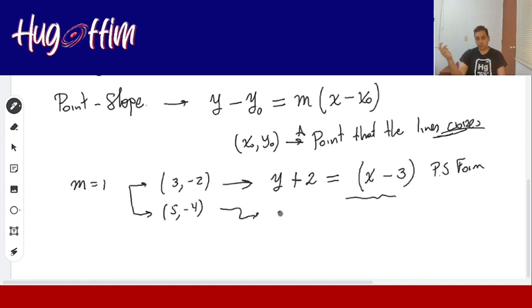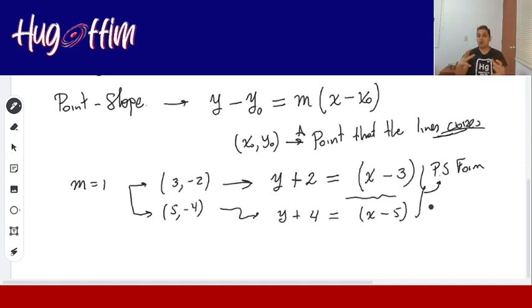Yeah, so I can put y plus 4 equals, I'm going to put the parentheses. I put the parentheses just for you to remember that here you multiply the slope, x minus 5. Yes, both point slope forms represent the same line.